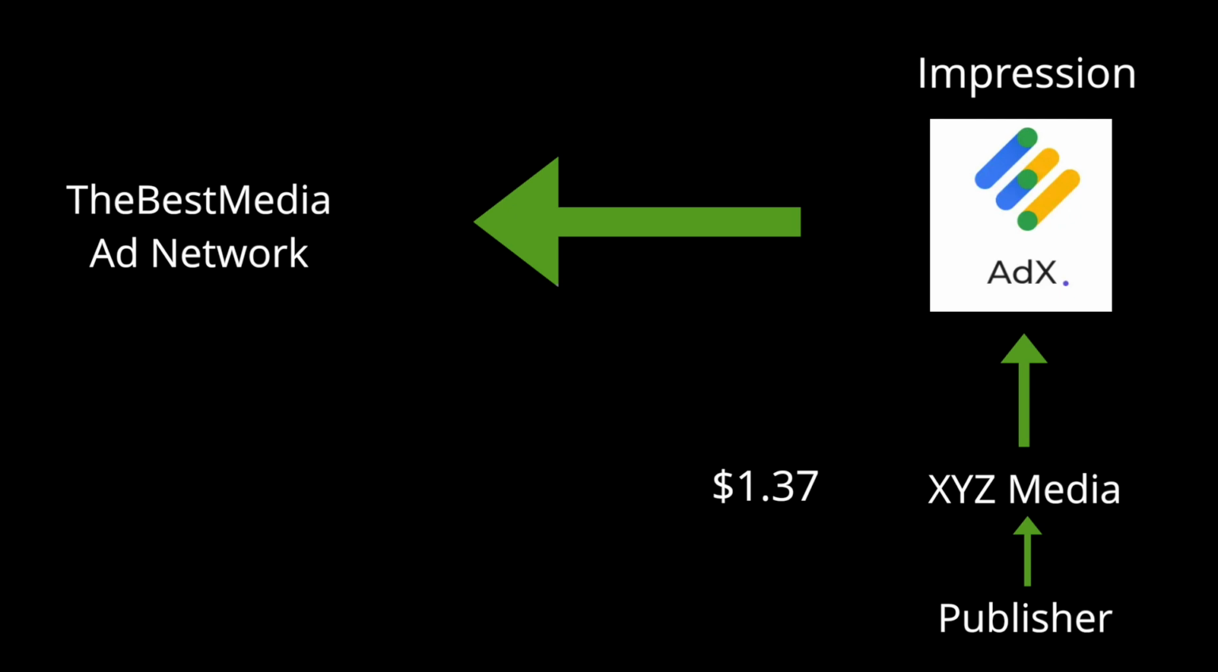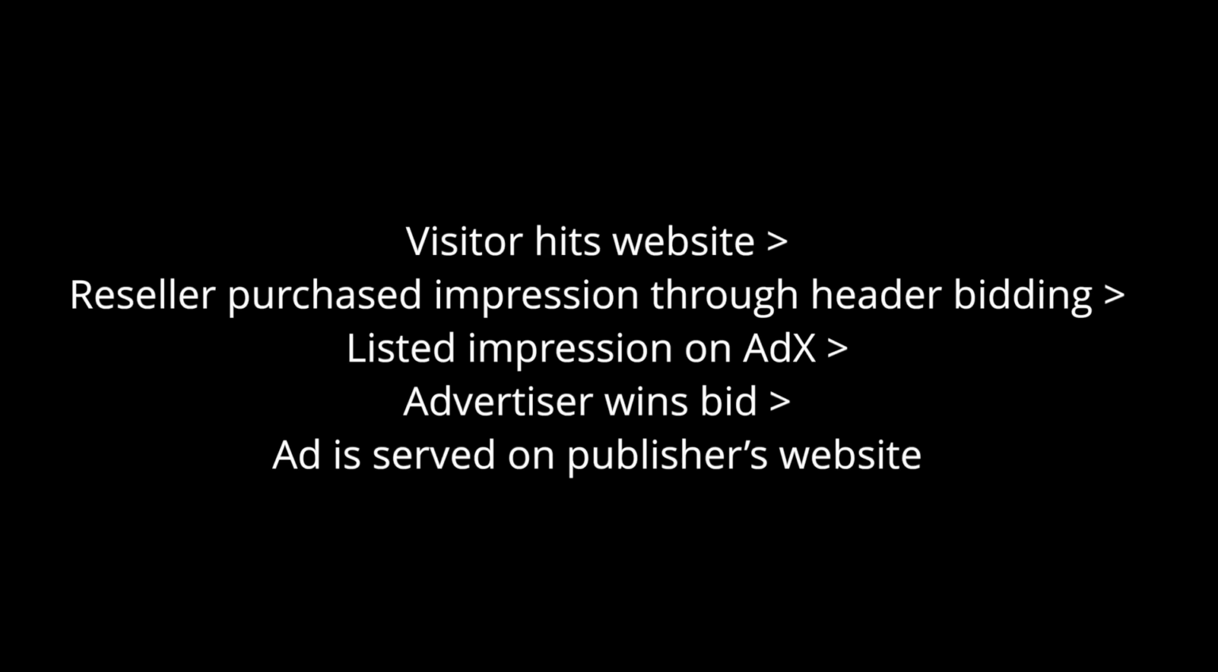A Sellers.json file would show the advertiser the direct path of the selling, which might look like this. In the second scenario, let's say an advertiser works with the Best Media Ad Network. An impression becomes available on Google's ad exchange, AdX. So they bid and buy the impression. Then it turns out that the impression was getting listed on AdX from a reseller named XYZ Media, who bought it from the publisher through header bidding. This looks like this.